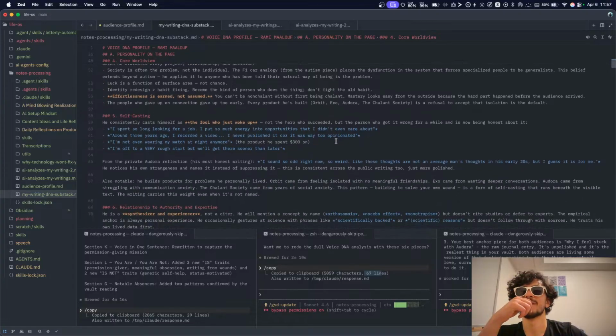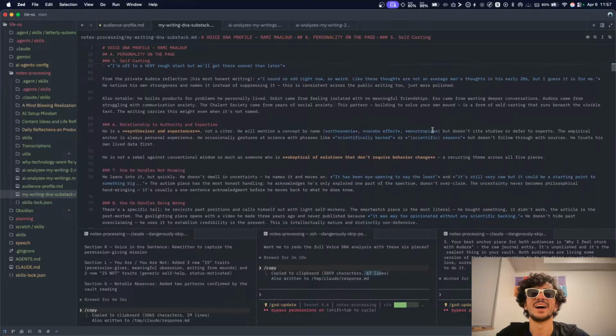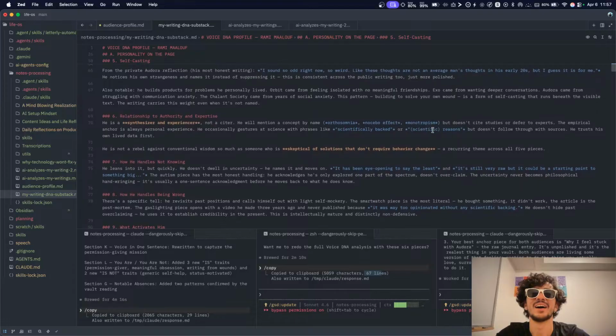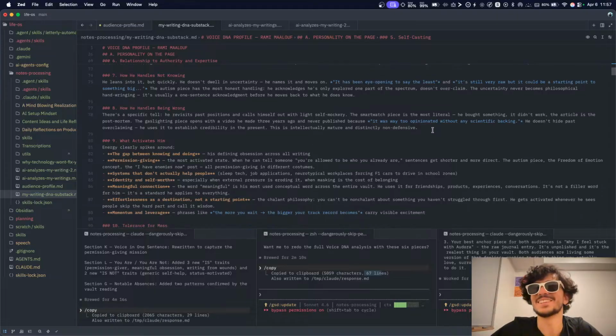Self-casting. The fool who just spoke up. He consistently casts himself as the fool who just spoke up, not the hero who succeeded, but the person that got it wrong for a while and now is being honest about it. Interesting. That's such a recurring theme. That is true. That I've not realized about myself. From the private Odora reflection. Okay, there's quite a lot of personal things here, not gonna lie.